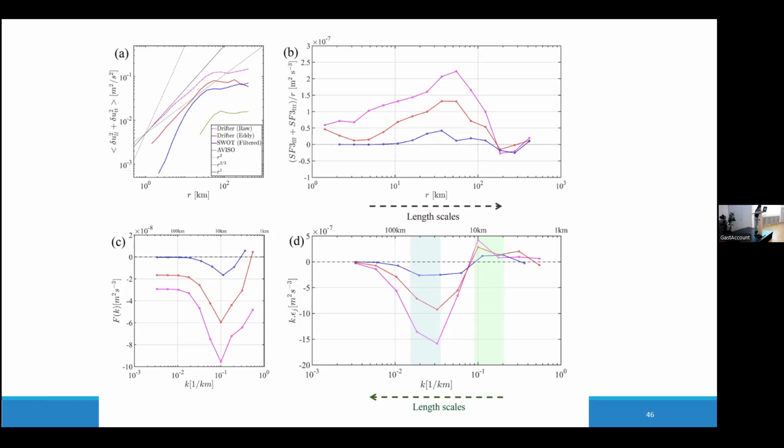So currently, we think maybe we should weigh the SWOT observations in a more careful way so that they agree with the drifters better. So this is where we are currently.